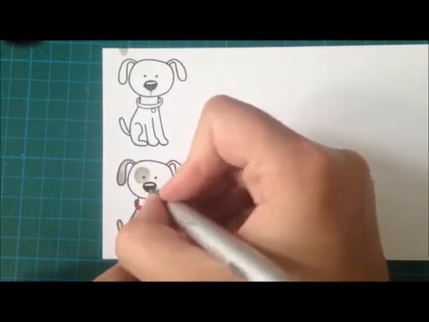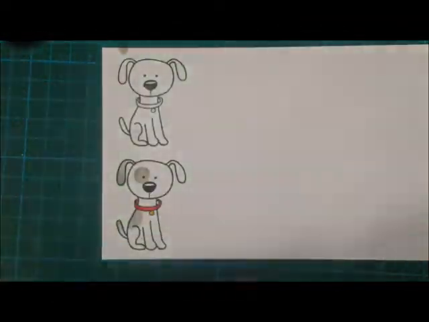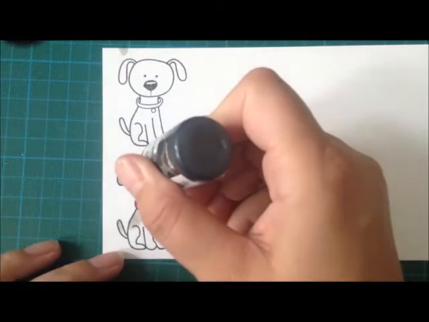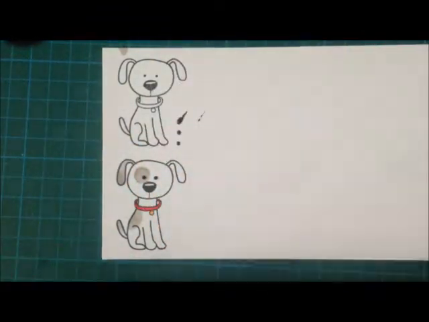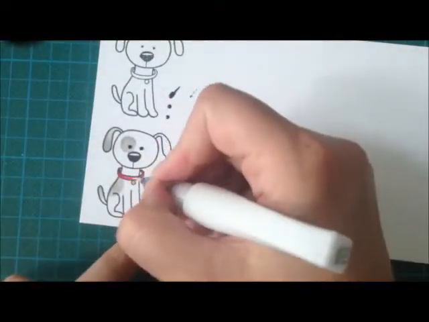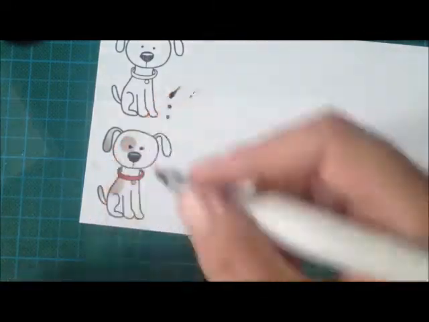And here I'm also coloring in the nose, so it's really black. And I'm also using some Ranger enamel accent for the eyes. I think it makes eyes really pop, and he looks so cute. So his eyes are now dimensional. And I'm using some Wink of Stella, of course, for his color and for the nose.